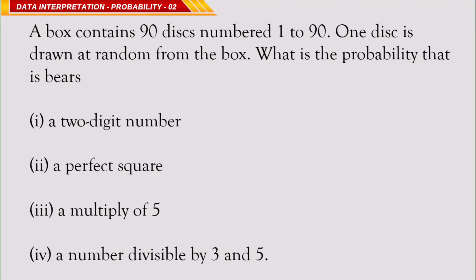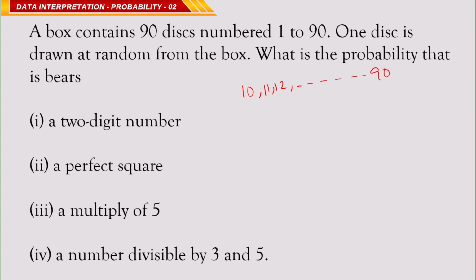A box contains 90 discs numbered from 1 to 90. A disc is drawn at random from the box. What is the probability that it bears a 2-digit number? That is the first question. What are the favorable outcomes for a 2-digit number? The 2-digit numbers start from 10, 11, 12 and so on up to 90.